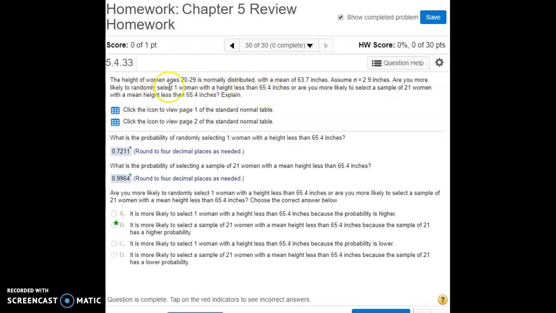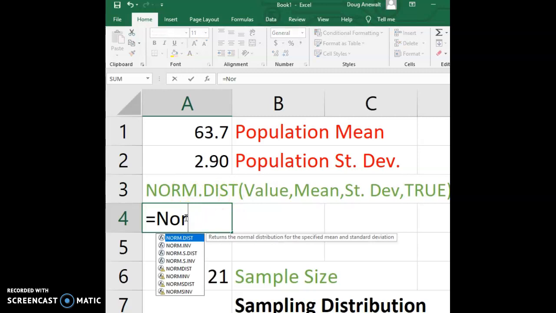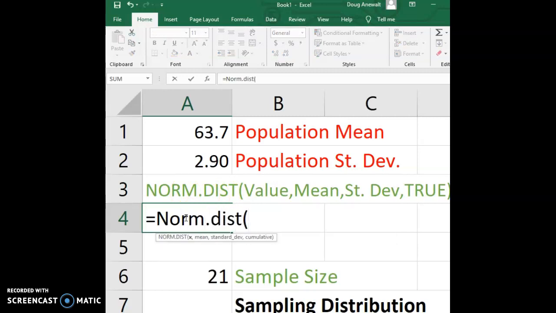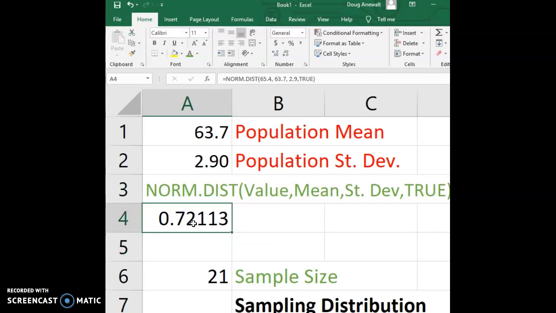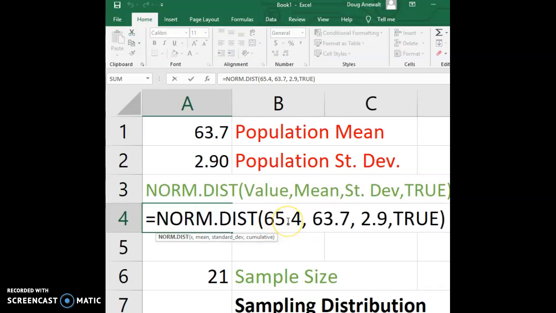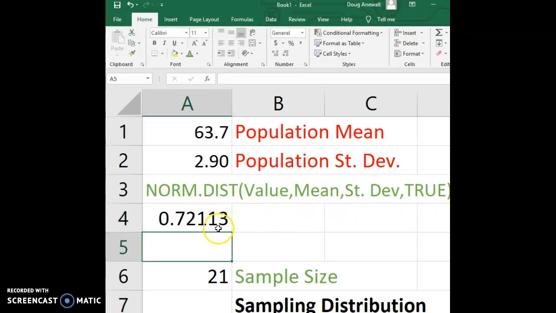So first, let's look at the one woman scenario. So just selecting one person from the population, our population is normally distributed. We'll use this formula in Excel, norm.dist. We're looking at the probability of selecting one person this height or shorter. And so then you enter the mean, and you enter the standard deviation, and we do true. And this is the probability then of randomly selecting one person from the population that is this height or less than, shorter than that.